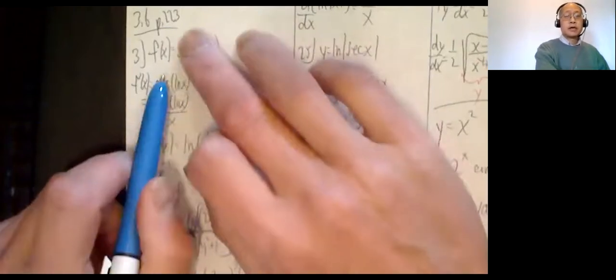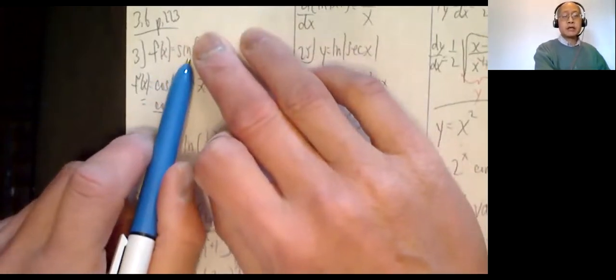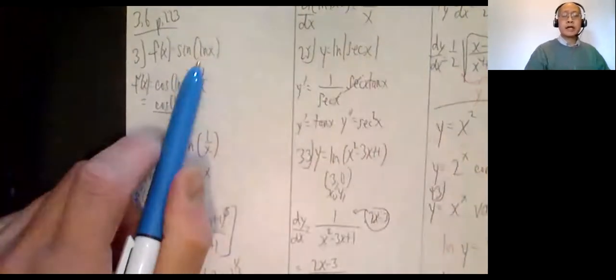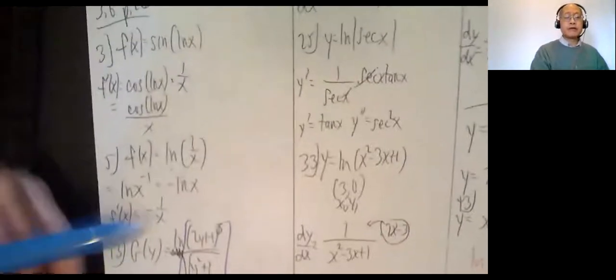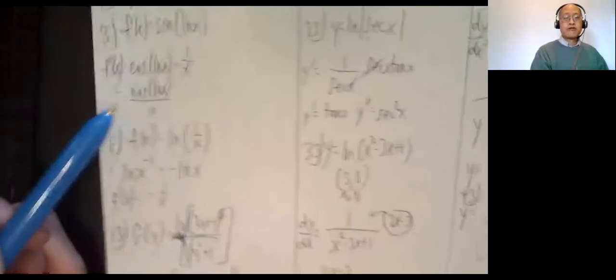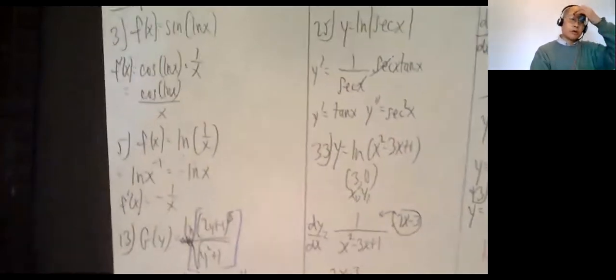This is the inside function. So how do I differentiate sine? Cosine. So f prime of x is cosine ln x. And then by the chain rule times the derivative of the inside function, which is 1 over x. So final answer, cosine ln x over x.